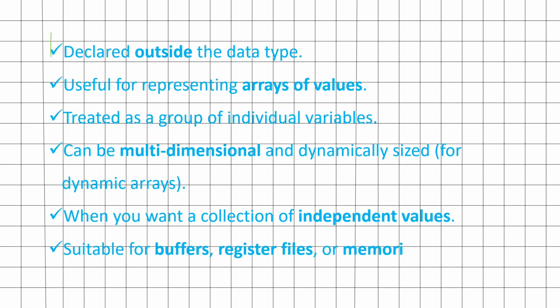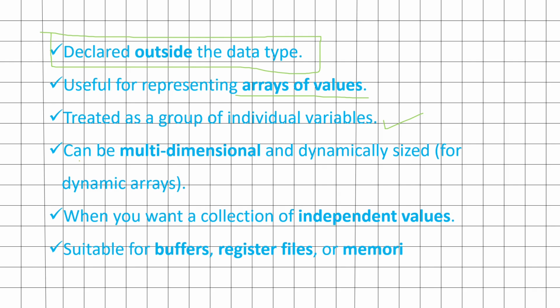Declared outside the data type that I have told you, to the right side of the data type means your variable. Useful for representing arrays of values and treated as a group of individual variables. Individual variables, you know, and useful for representing arrays of values means if it is not a continuous location, so you can use it as a variable. So you can use arrays of values means you can use them as values, means variables. If you are using prime numbers or anything, you have to use this method to generate them with the help of constraints.